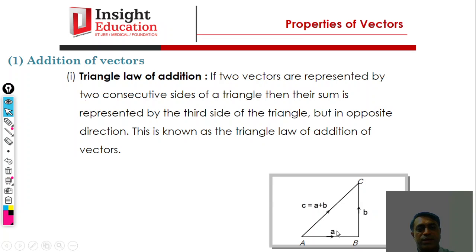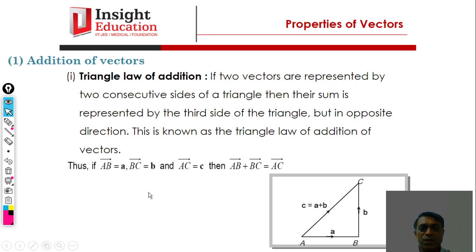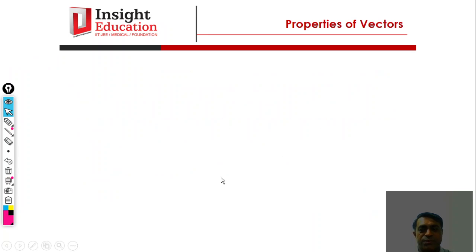If vector A represents one side of the triangle, vector B represents another side of the triangle, then the third side represents the resultant, but we have to consider the third side in the opposite direction. The third side of the triangle should be in the opposite direction. So now it's very easy.